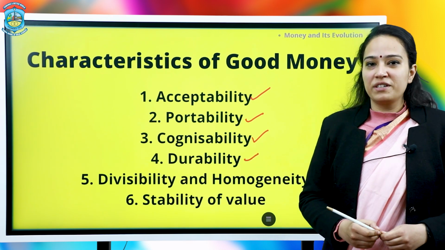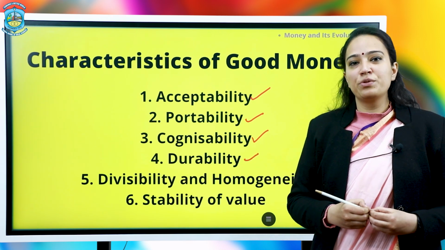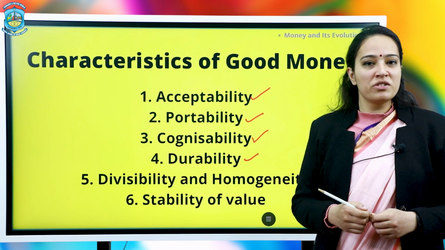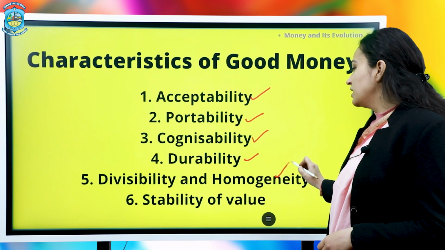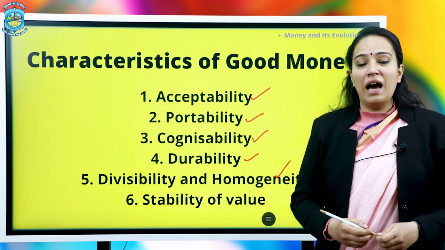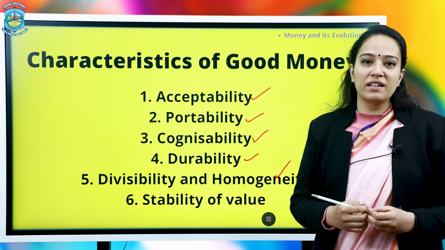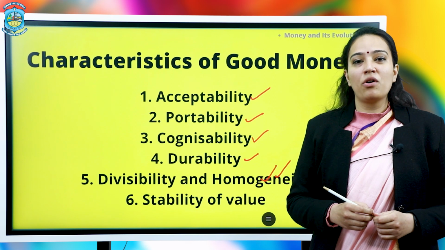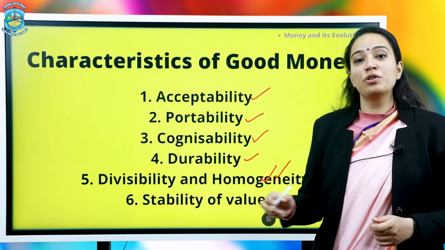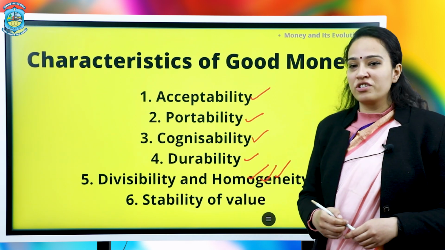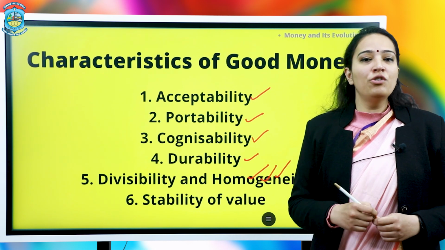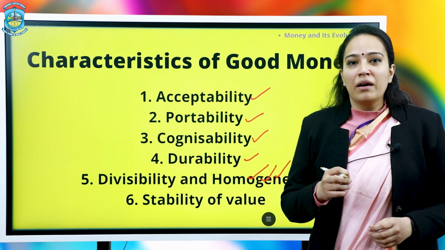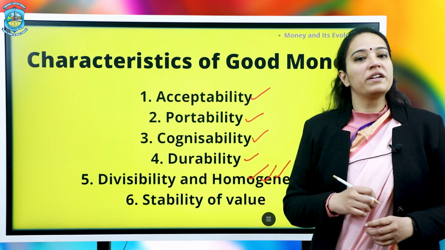Next, durability. If I hold money today, I should be able to use the same money, let's say, 2 years after I possess it. Next, divisibility and homogeneity. I should be able to break down my currency into smaller denominations. At the same time, all the units of money should look similar. They should be homogeneous. Lastly, the value of money should remain stable. It should be able to purchase commodities of similar worth over a period of time.